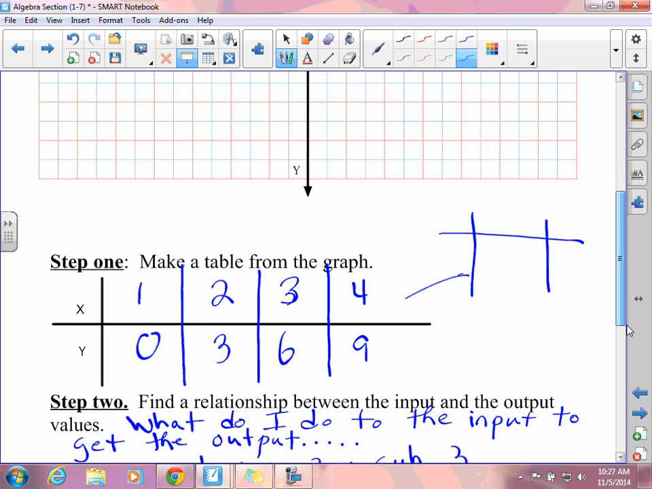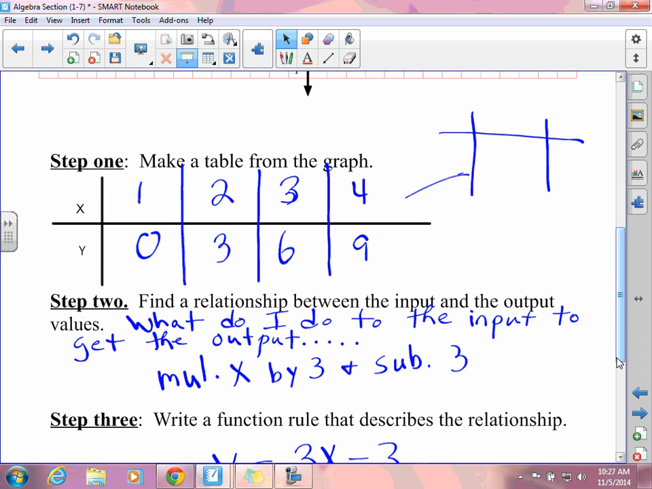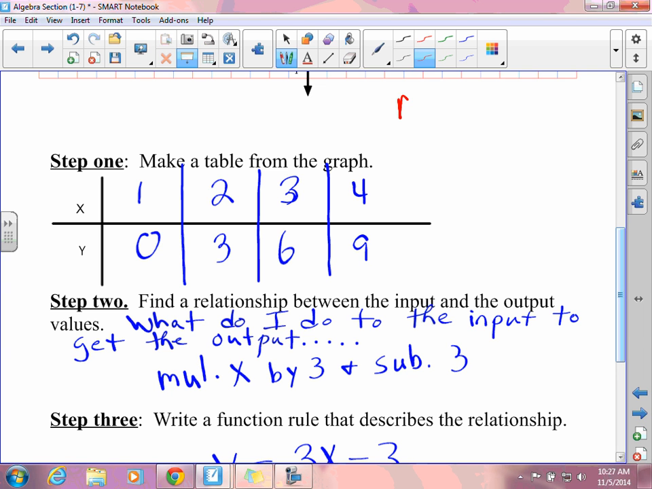So I'm going to write domain. And what would that be? Very good. 1, 2, 3, 4. And my range is going to be what? 0, 3, 6, 9. Now, did I complete the problem? Yes, I did. And that's really important.